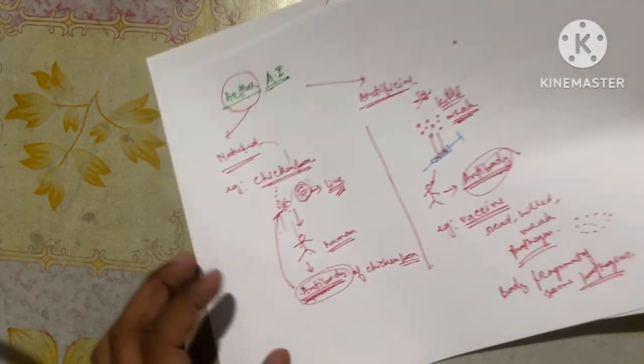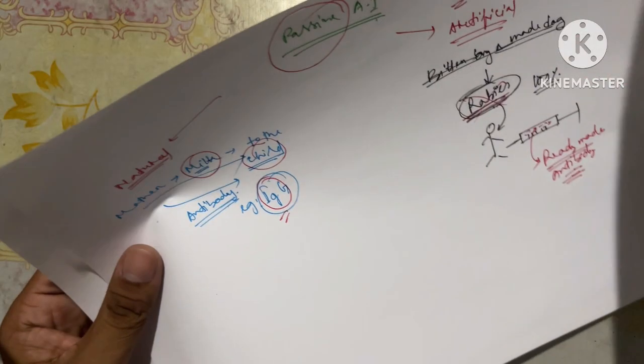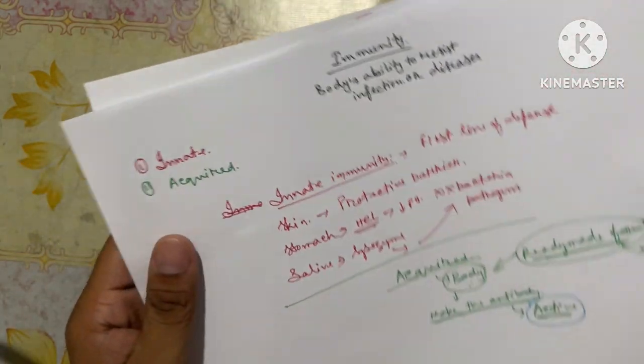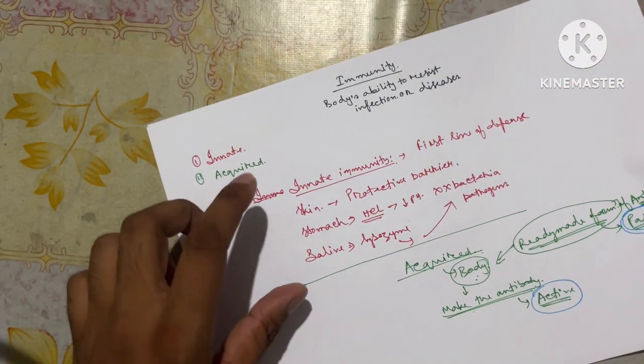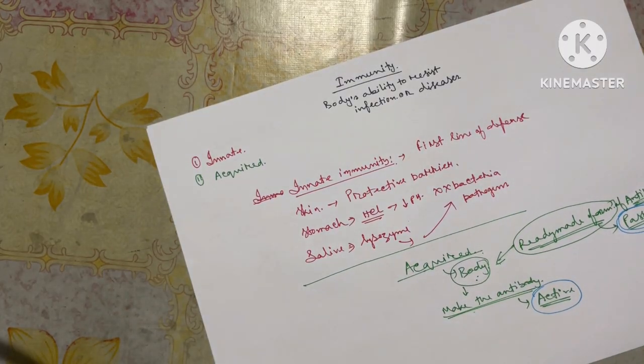So I hope it is clear to you, both active and passive immunity, and we have also discussed innate immunity. If you have any questions, you can directly ask me in the comment section. I'll be very happy to help you.